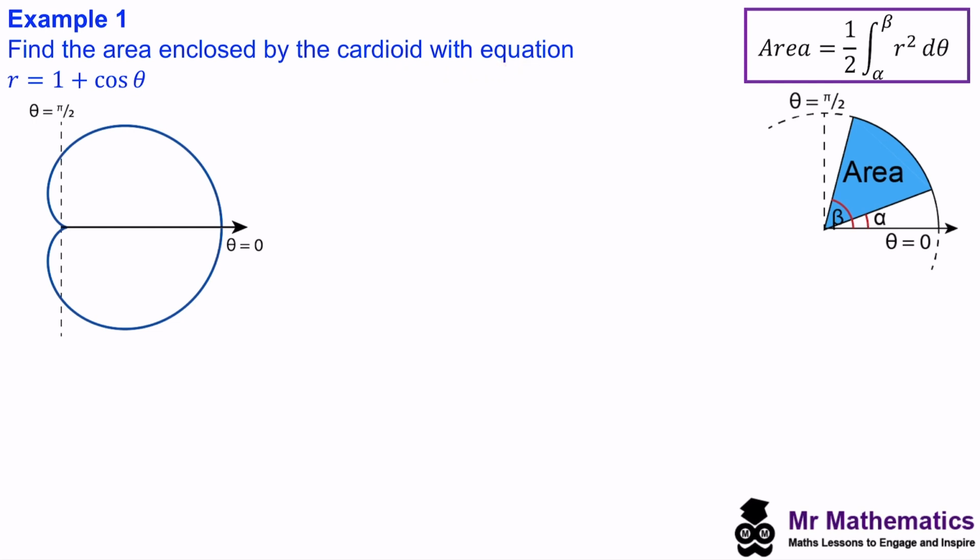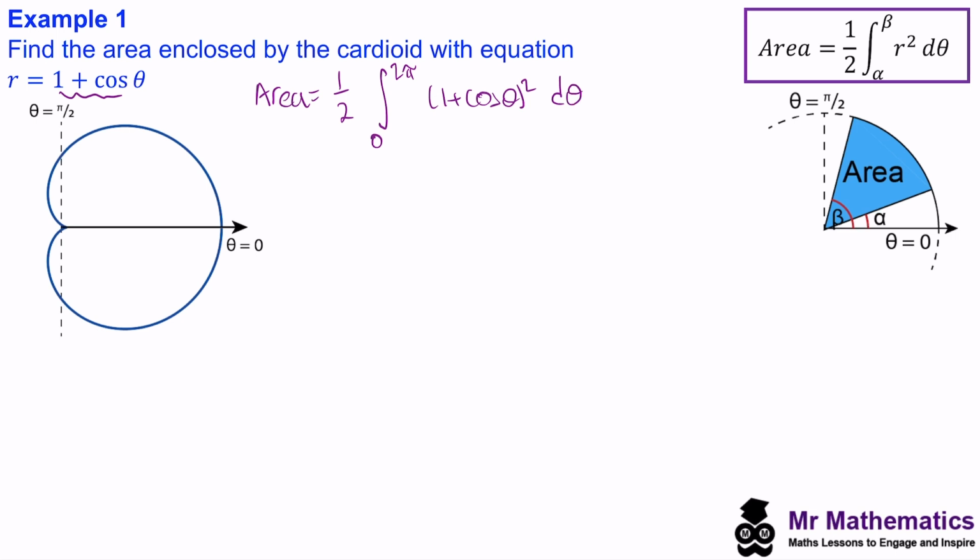Okay, so if we look at example 1, we're trying to find the enclosed area by the cardioid with the equation r equals 1 plus cos theta. So it's this region here. So from the initial line where theta equals 0 all the way round to theta equals 2 pi, we'll have the area is equal to 1/2 of the integral between 0 and 2 pi of r squared, and we have r as 1 plus cos theta all squared integrated with respect to theta.